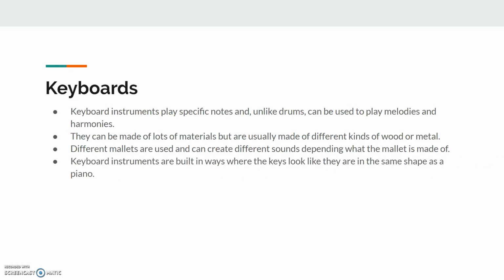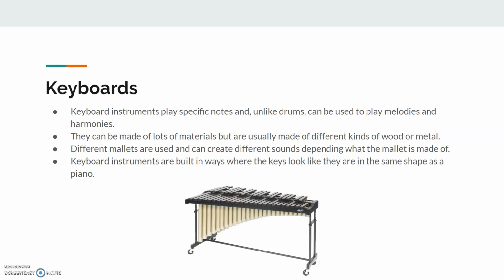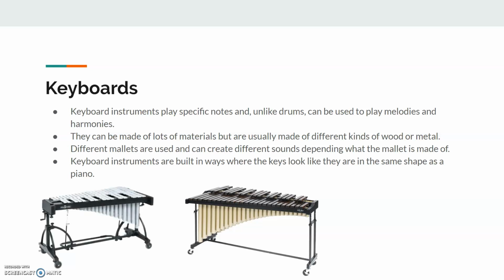Keyboard instruments are built in ways where the keys look like they are in the same shape as a piano. In fact, a piano, even though it's a string instrument, could also fall into this keyboard family. So you can picture a xylophone, and if you look carefully at that xylophone, even though they're not black and white keys, you can see they follow the same pattern, with the keys on the bottom being like the white keys, and those keys up on the top that have the spaces in between being like the black keys. A xylophone has wooden bars, but a vibraphone, which is also part of the keyboard family, has metal bars.